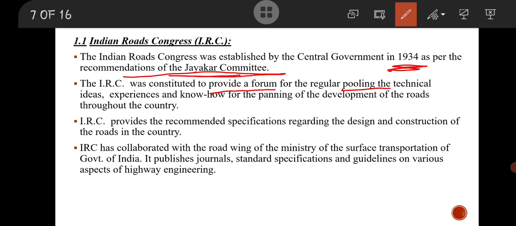How to improve road quality, how the materials are improved, how we can use locally available material. All this planning can be done by the IRC. Then IRC provides recommended specifications regarding design and construction of roads in the country. Next, IRC collaborated with the Ministry of Surface Transport of the Government of India and publishes journals, standard specifications, and guidelines on various aspects of highway engineering.